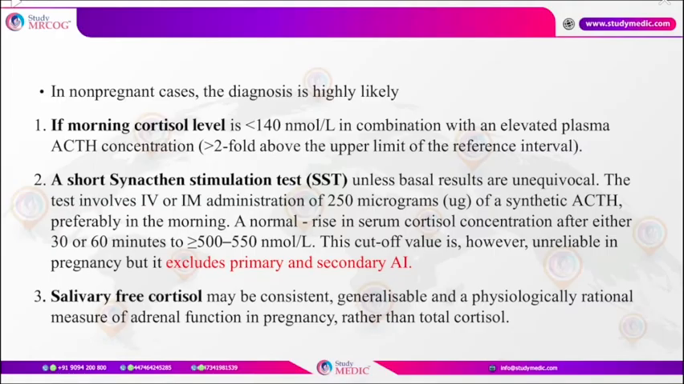A short synacthen stimulation test, unless the basal results are unequivocal, involves the IV or intramuscular administration of 250 microgram of synthetic ACTH, preferably in the morning. A normal rise in serum cortisol concentration after either 30 or 60 minutes is more than or equal to 500 to 550 nanomole per liter. This cutoff value is, however, unreliable in pregnancy, but it excludes primary and secondary adrenal insufficiency.